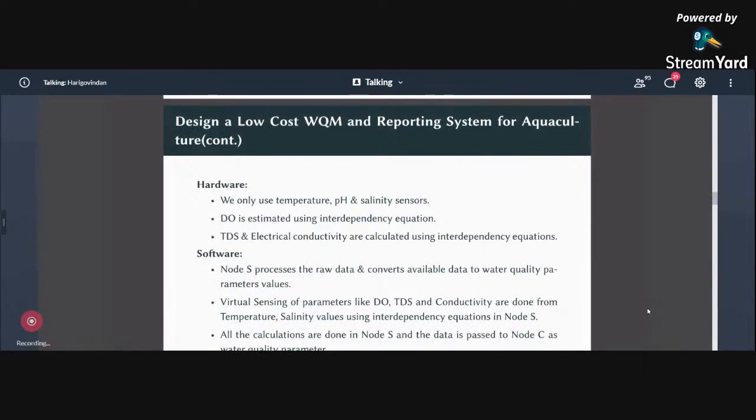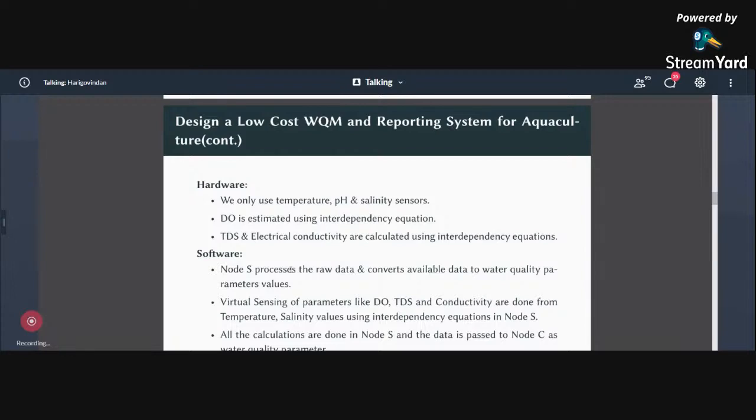So here in the hardware, we use only temperature, pH, and salinity sensors, and the values of dissolved oxygen, TDS, and electrical conductivity are calculated by using the interdependency equations. Here you can see that node S processes the raw data and converts the available data to water quality parameters, and virtual sensing is done to get the estimate of parameters like dissolved oxygen, TDS, and conductivity.